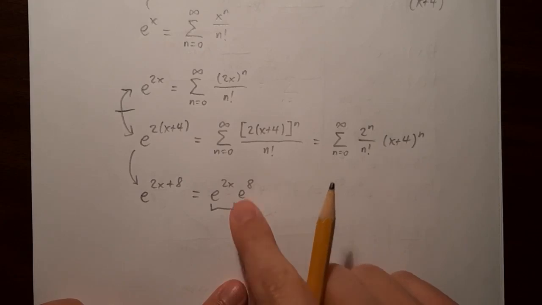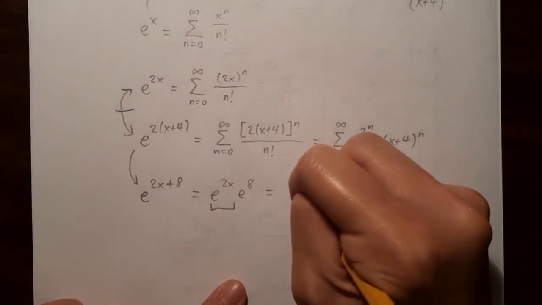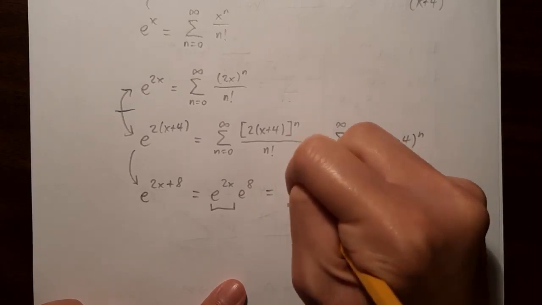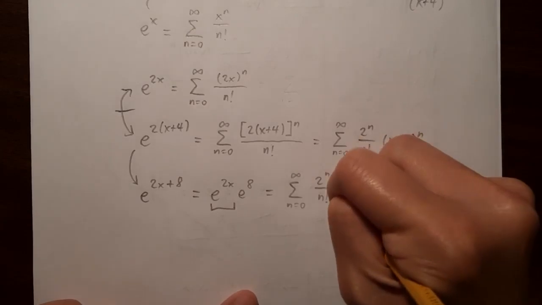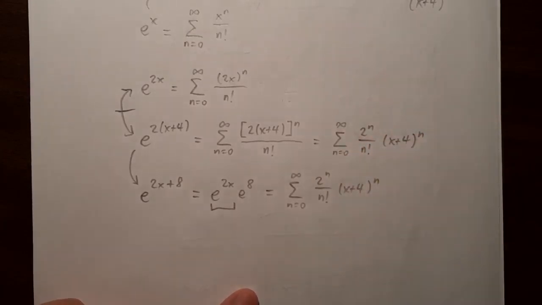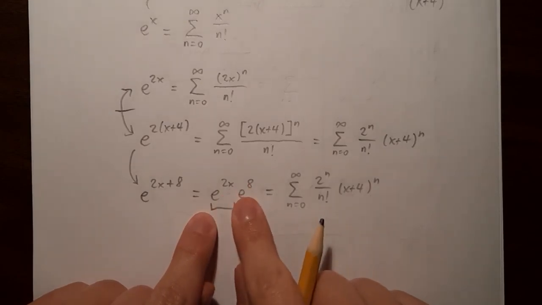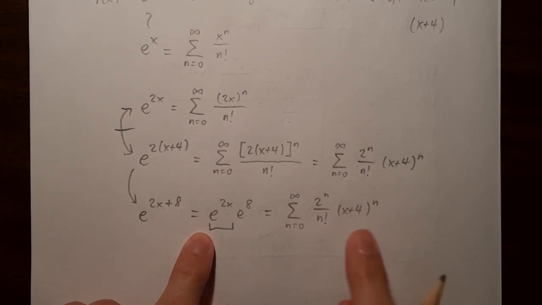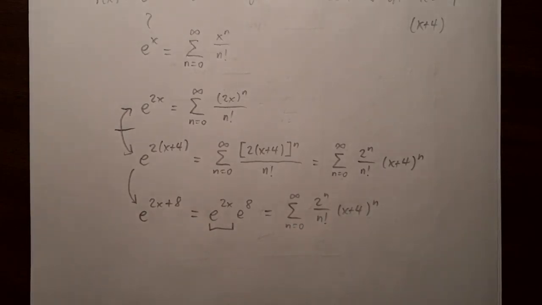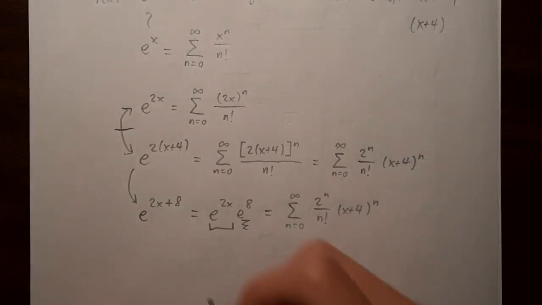And so what do I have? I have that this entire expression is equal to this series. So maybe I'll copy it down real quick just to make it completely clear what's going on here. All right, so e to the 2x times e to the 8th is equal to this series representation, which is centered where I want it to be centered, at x equals minus 4. So the only thing left to do is just divide both sides by e to the 8.